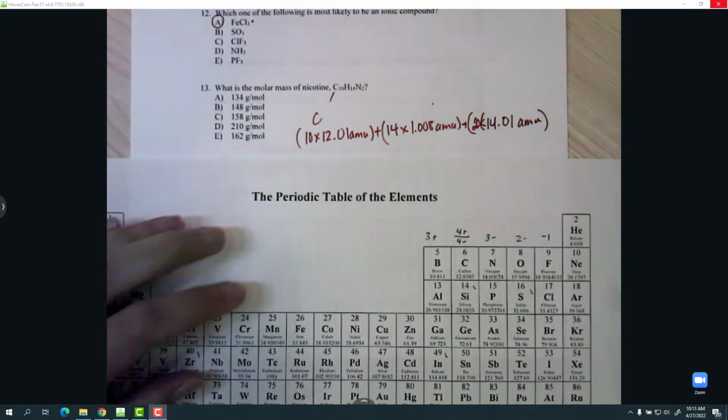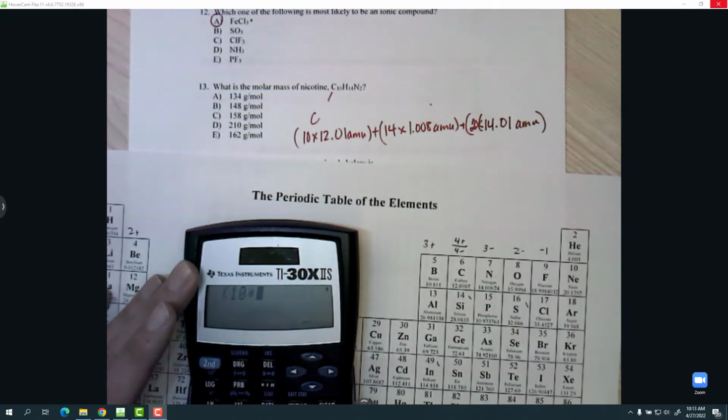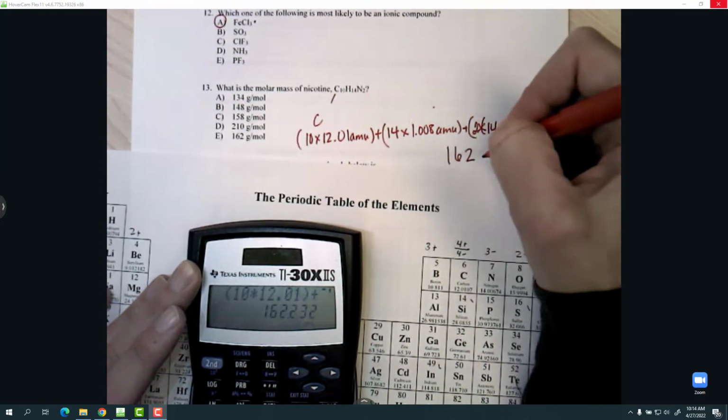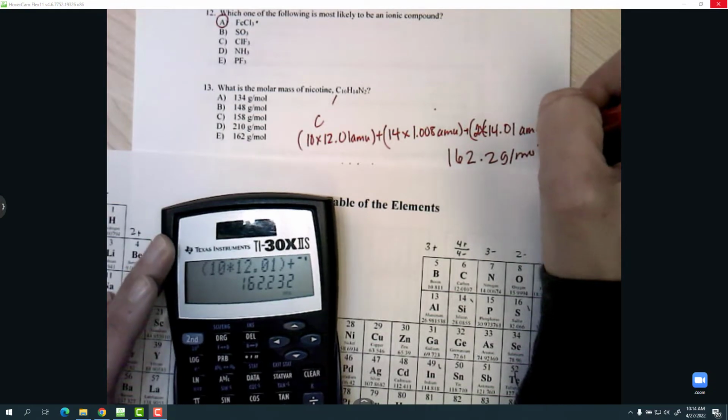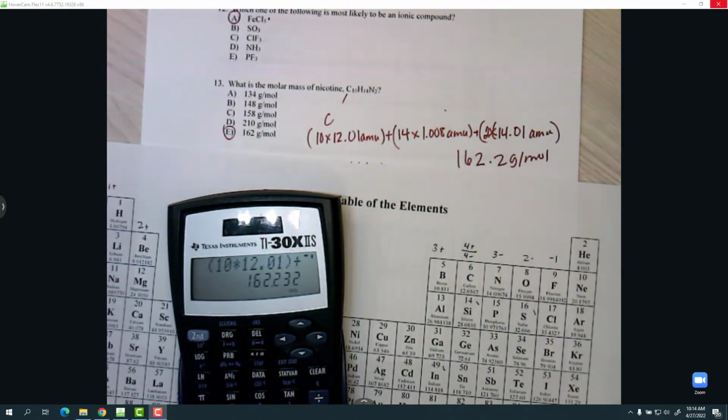All right, so just put that in my calculator. I'm going to put it with parentheses so I can do it all in one go: 10 times 12.01, 14 times 1.008, 2 times 14.01. I get 162.2, which is E. You can see none of these had decimal places, so I could have probably rounded these all to whole numbers and saved myself a couple of buttons, and I would have gotten the same answer. So either way is fine.